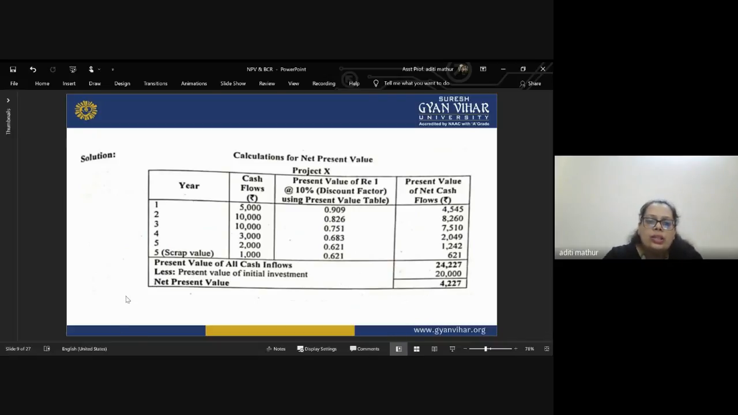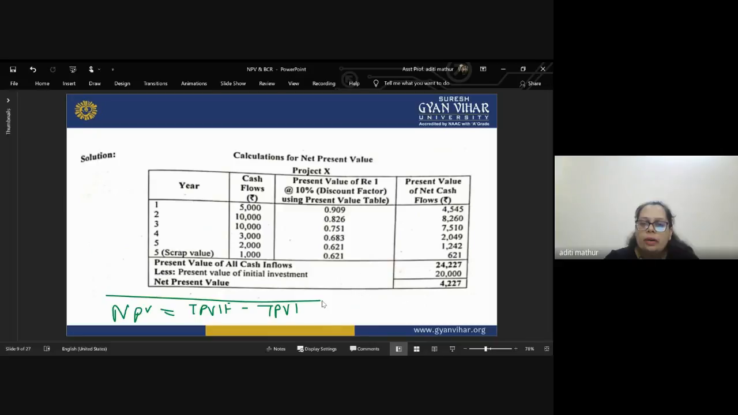First of all, be very sure with the formulas. All your calculation is dependent on the formulas and the basic way of using the calculator. Try to avoid silly mistakes. Practice lots and lots of numericals so that you can have a good hand on these concepts. So the NPV formula is total present value of cash inflows minus total present value of investment or the project.